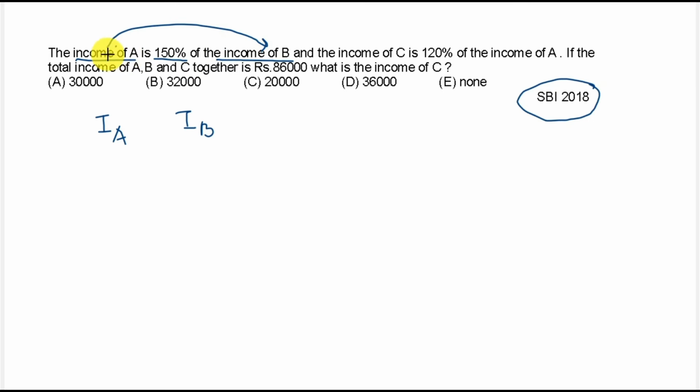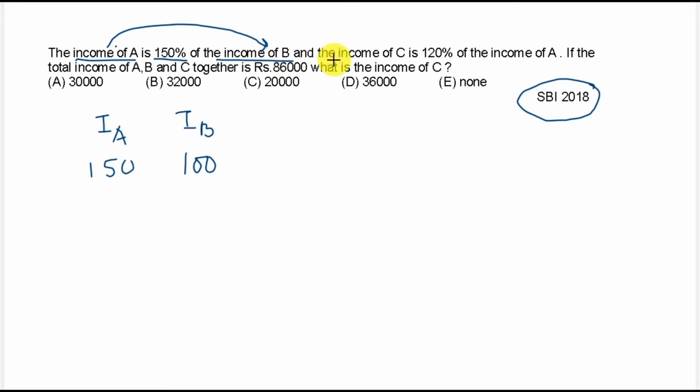So according to the question, income of A is 150% of income of B. So the comparison of A is with respect to B. So which one do we have to take as 100? We have to take B as 100. So if income of B is 100, what is income of A? It says income of A is 150%, so the income of A will be 150, right? Up to this is okay.